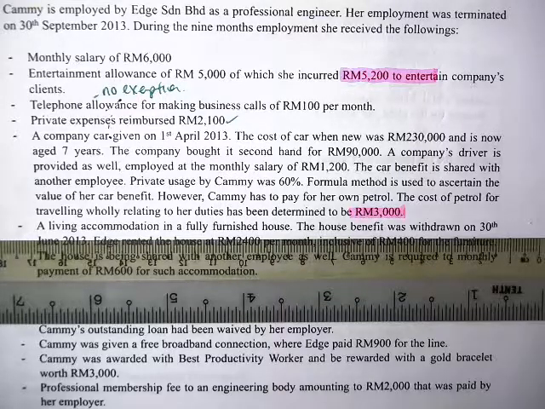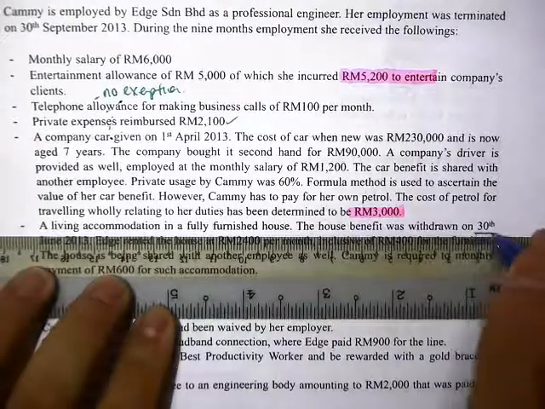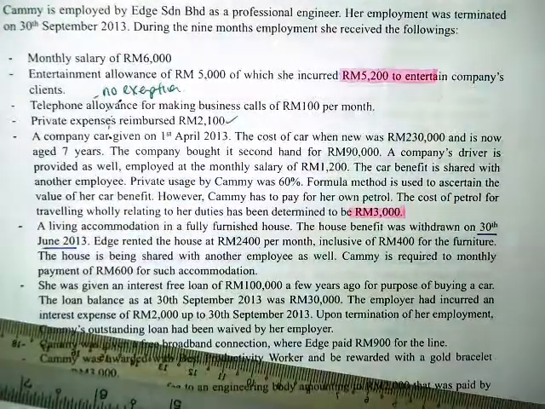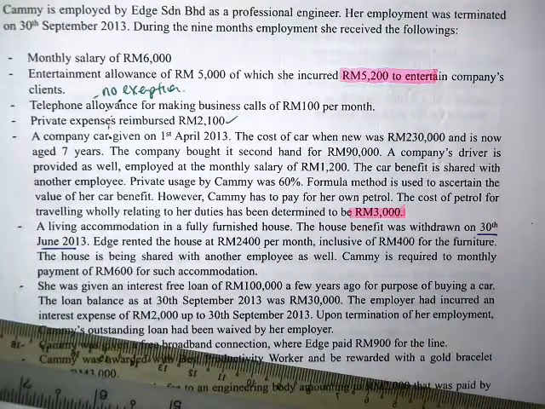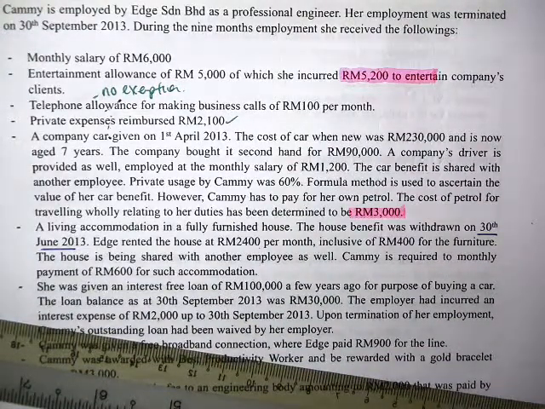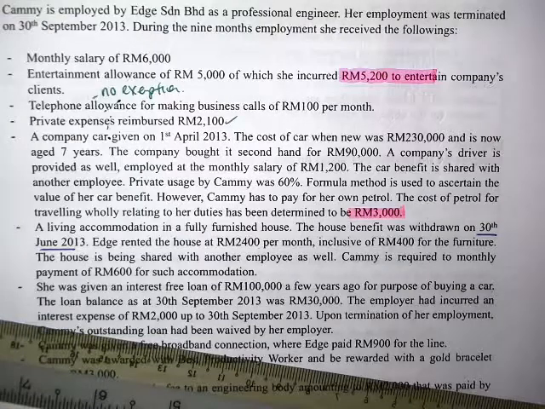Now the house benefit is withdrawn on 30th June. They take it back. Cammy rented the house at 2,004 a month, inclusive of 400 for the furniture. The house is being shared with another employee as well.